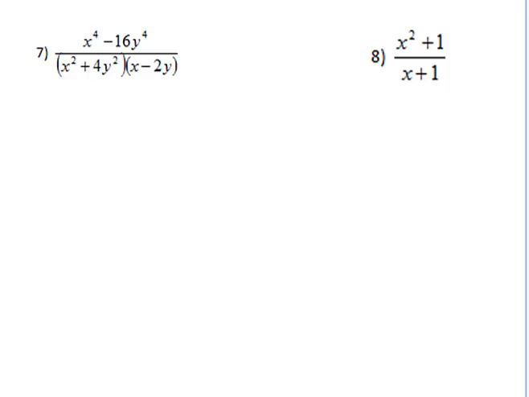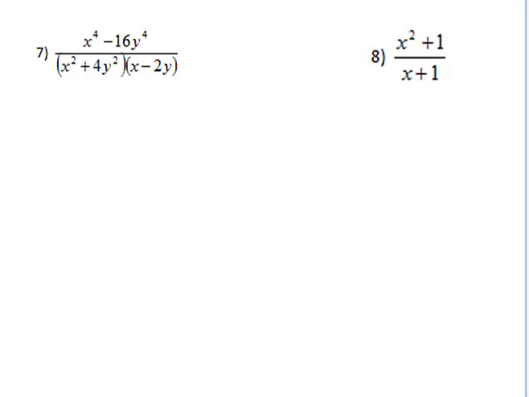Okay, first off, our denominator looks like it's already factored. So that's good. So our numerator, is there a greatest common factor? No, okay, no greatest common factor. So we need to try to split it up.